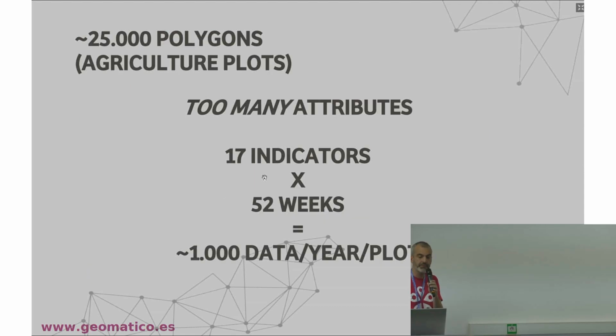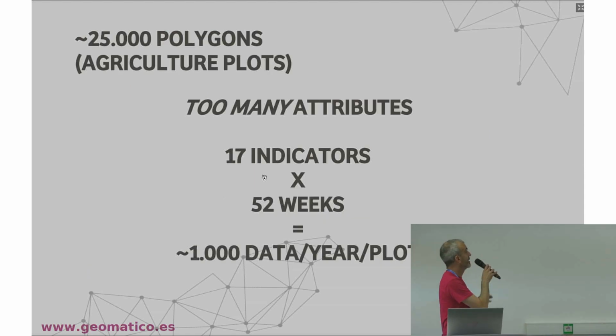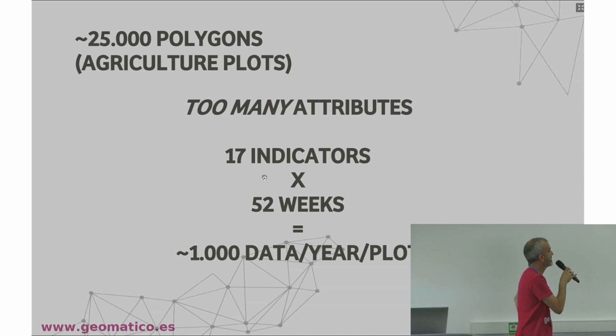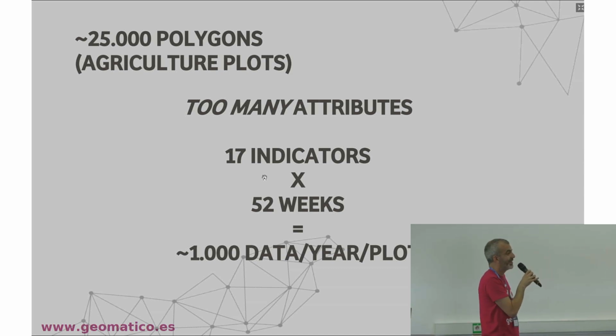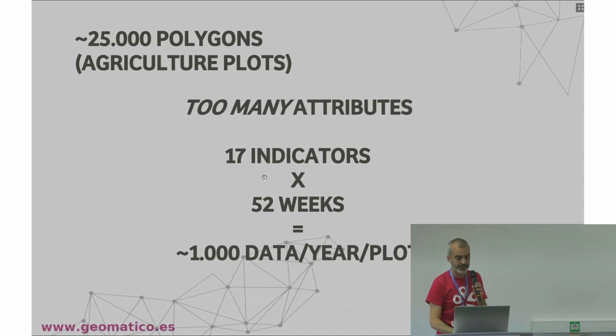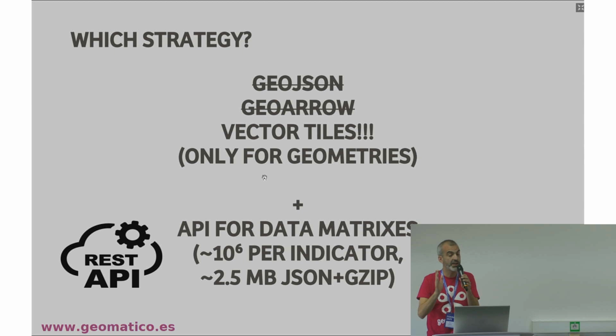The problem is that they have 25,000 polygons, 25,000 plots, and a lot of data. I mean, they have 10 years of data, weekly data for 17 indicators. That means 1,000 data per year per plot, which means huge data. So we cannot use GeoJSON or GeoArrow things. They would be too big. It's gigabytes of data, okay? So what to do? Which strategy?